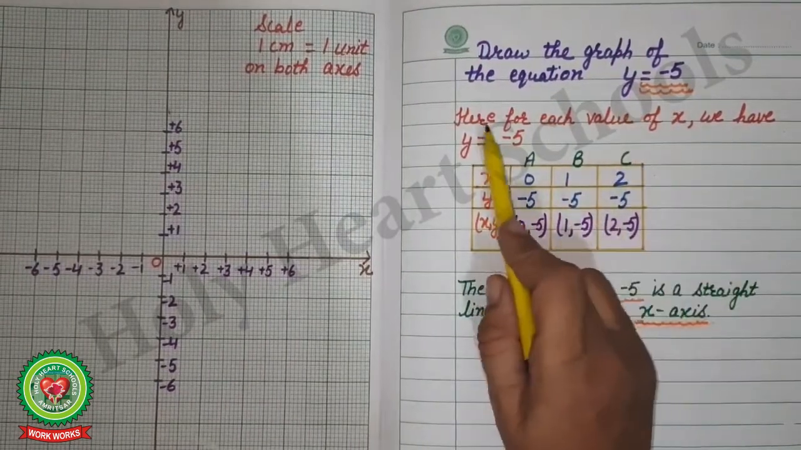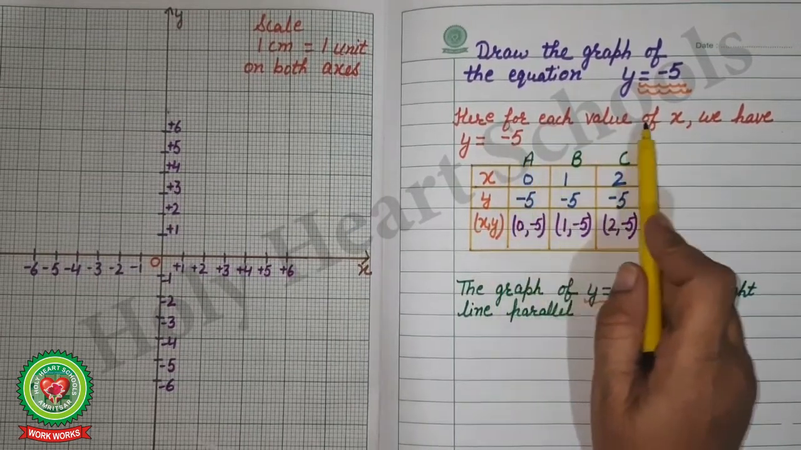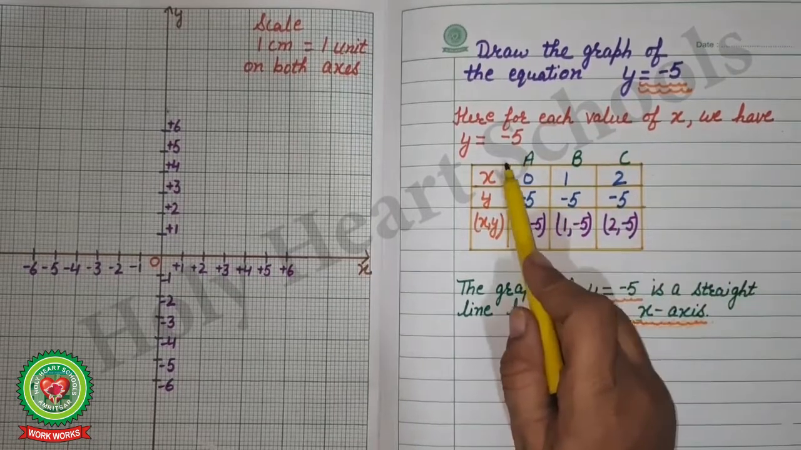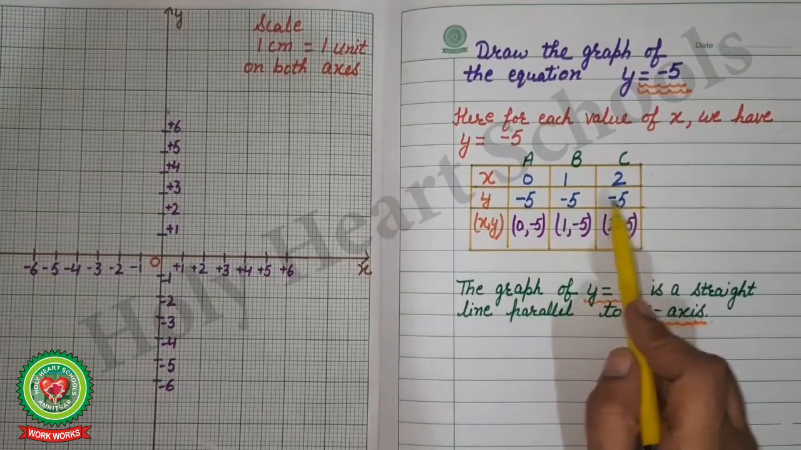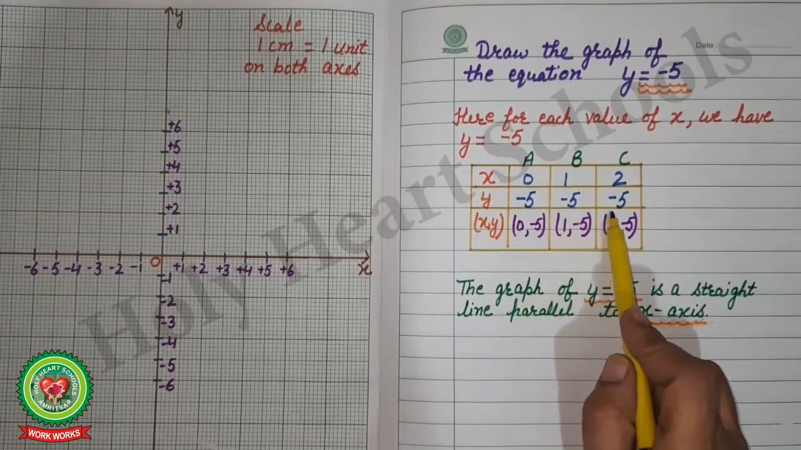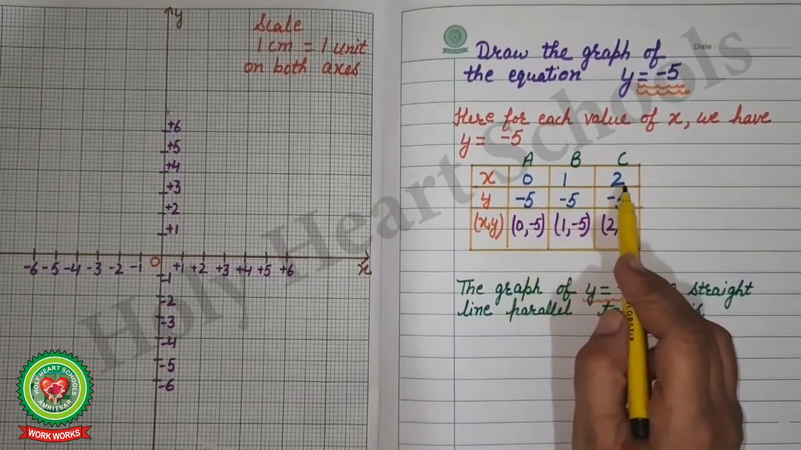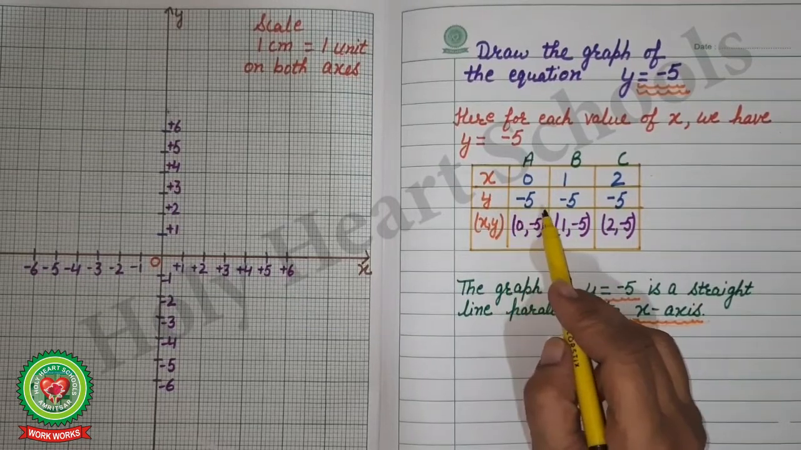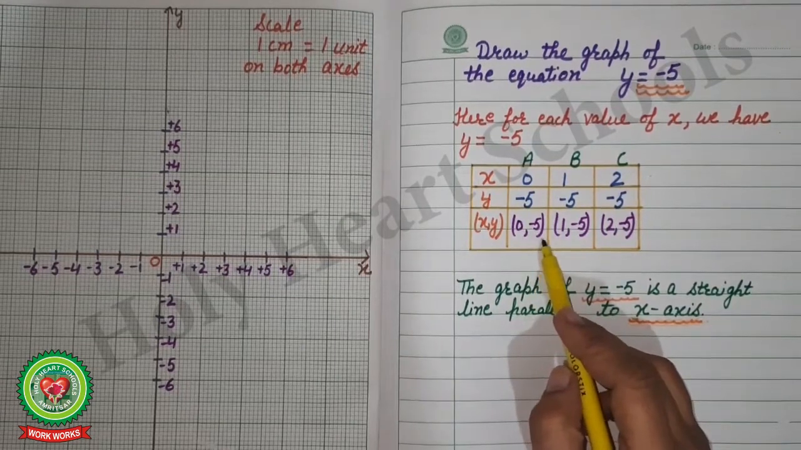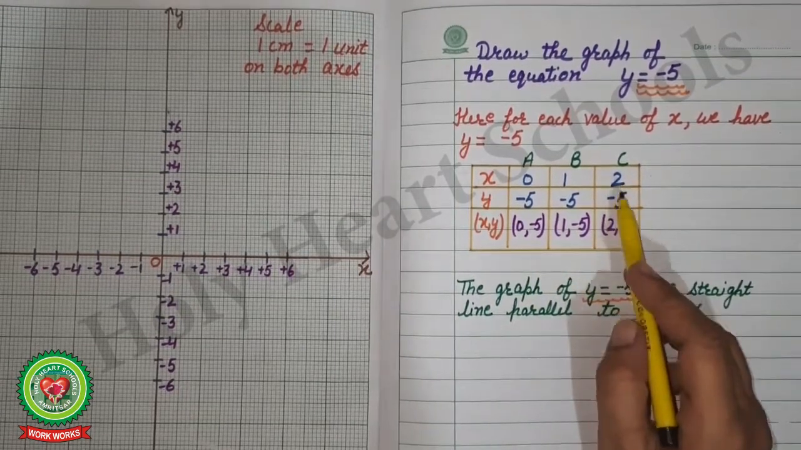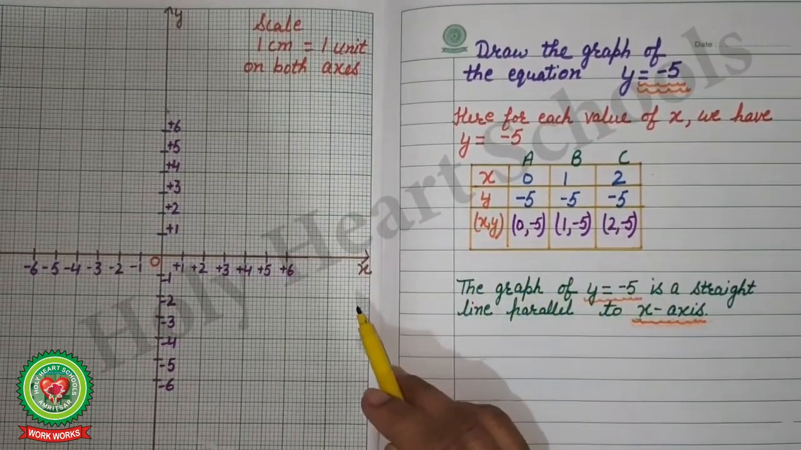Draw the graph of the equation y is equal to -5. Now students, here for each value of x, we have y is equal to -5. Whatever value you assume for x, the value of y will remain the same. Now we are assuming the value of x as 0, 1, 2, but the value of y is -5, -5, -5. So the coordinates are (0, -5), (1, -5) and (2, -5). Now we will plot these three points on a graph sheet.